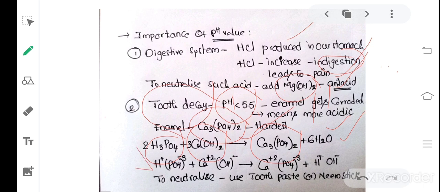Now I am explaining the dissociation. Observe, H3PO4 divides into H plus and PO4 minus 3, and Ca(OH)2 divides into Ca plus 2 and OH minus. For the products, the Ca plus 2 and the PO4 minus 3, plus and minus, combine with each other. By the crisscross method, the chemical formula is Ca3(PO4)2, and as usual H plus and OH minus convert into water. So this is the internal reaction, producing Ca3(PO4)2, calcium phosphate. That is what we discussed about tooth decay: when the pH value is less than 5.5, it affects the teeth.